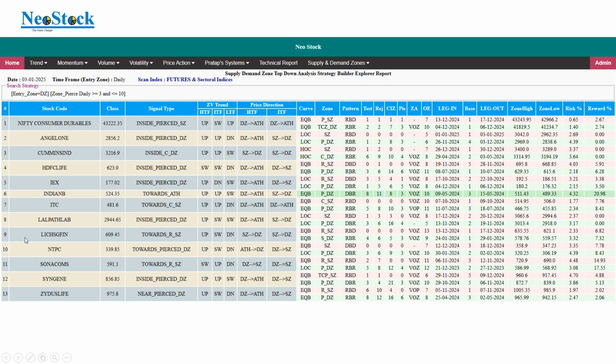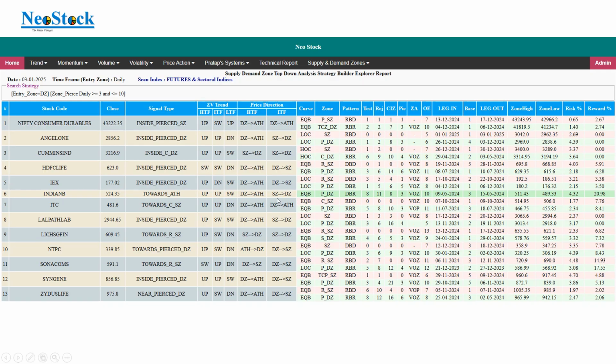I got 13 stocks. See here, you can look into the search criteria we set. Entry zone is demand zone, and entry time frame is daily. The search strategy says zone pierced count on the daily time frame should be between 3 and 10, greater than or equal to 3 and less than or equal to 10. That means stocks where the zone has been pierced a minimum of 3 times will be displayed.